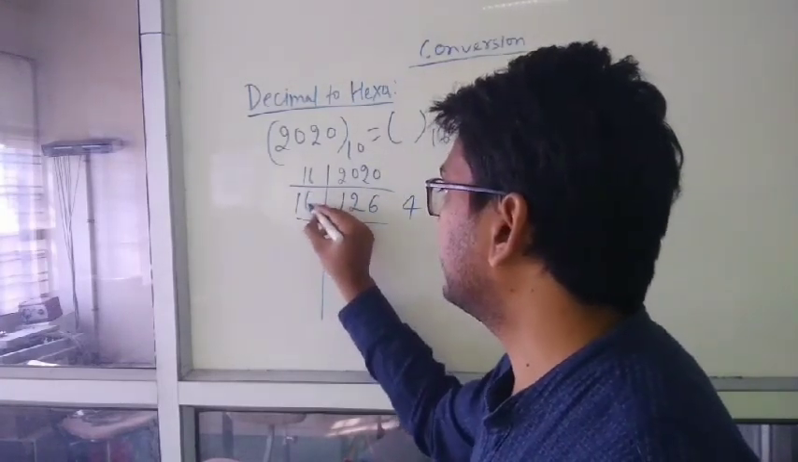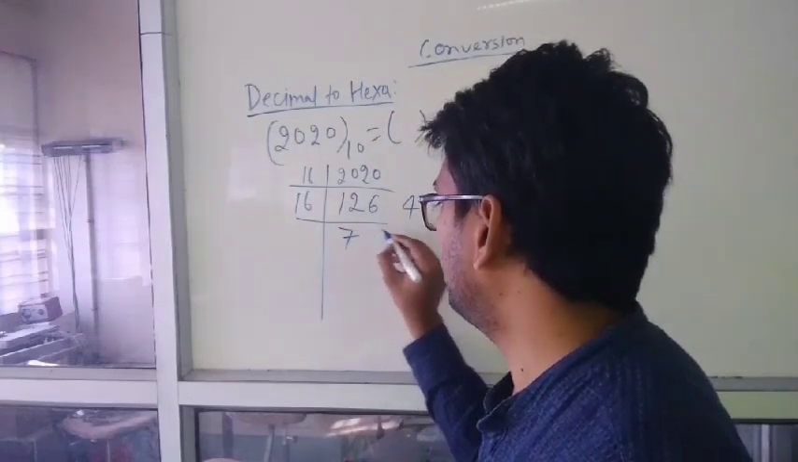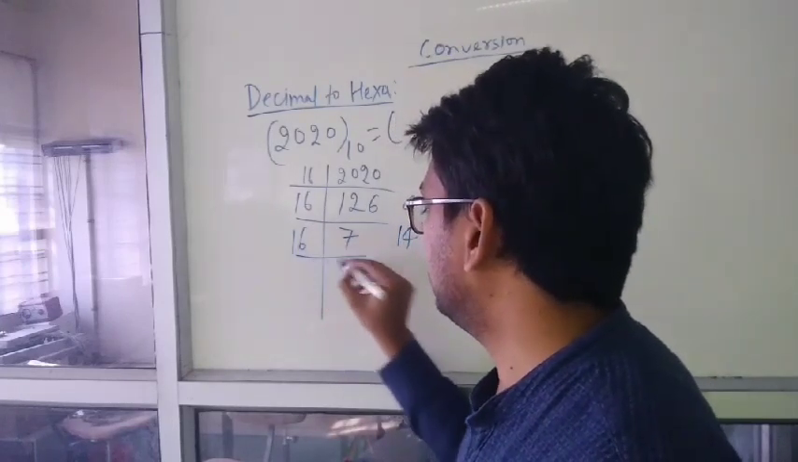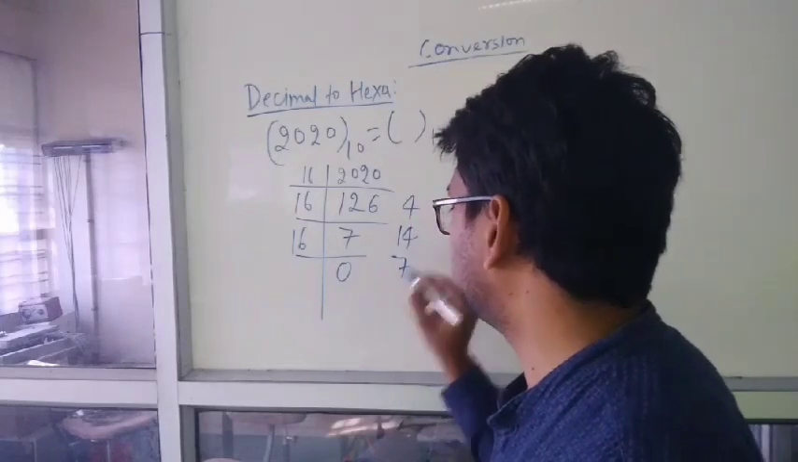Again we divide it by 16. So 16 7s are 112. So the remainder is 14. Again we take a division. Here we cannot divide it further, and the remainder is 7.